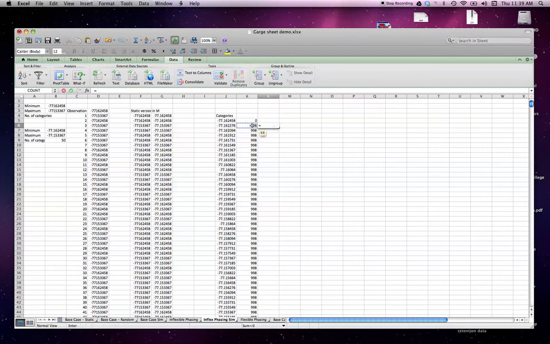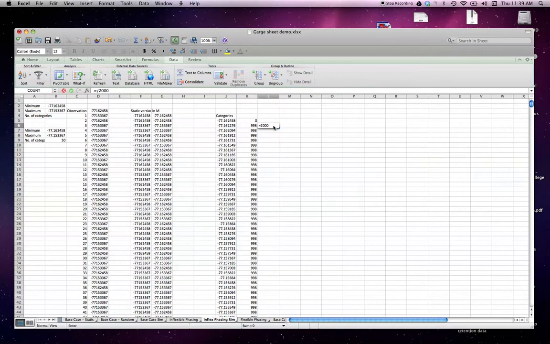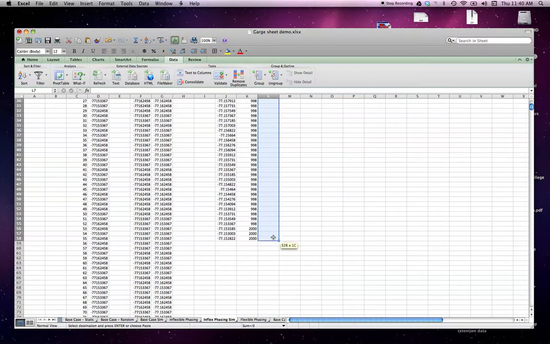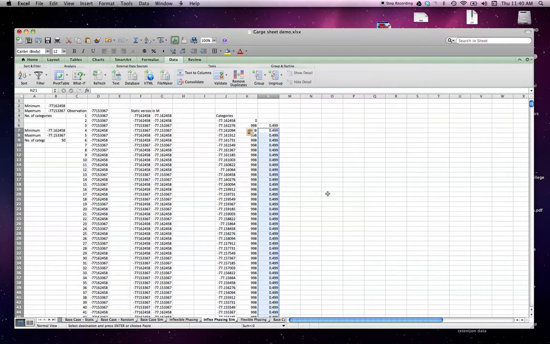So this is divided by 2,000. I'm not going to bother referencing it. Oh, come on. It's so slow. It's driving me crazy here. Hold on. This divided by 2,000 gives the percentage. And then I'll just copy that down to the bottom, and you can see that it's not going to be much of a curve here.